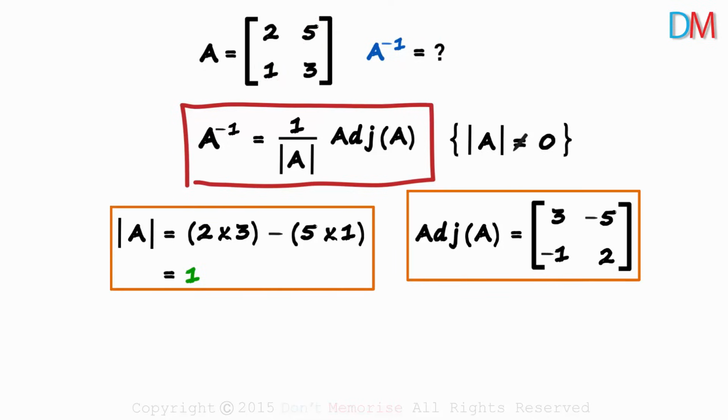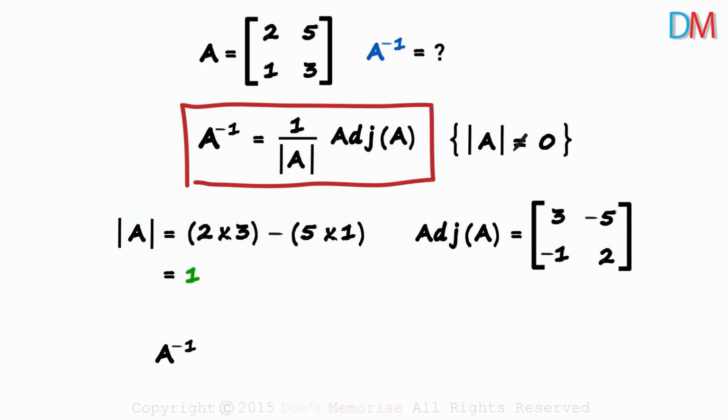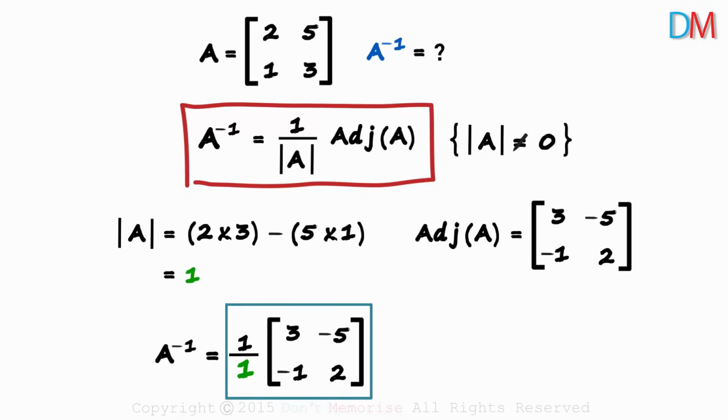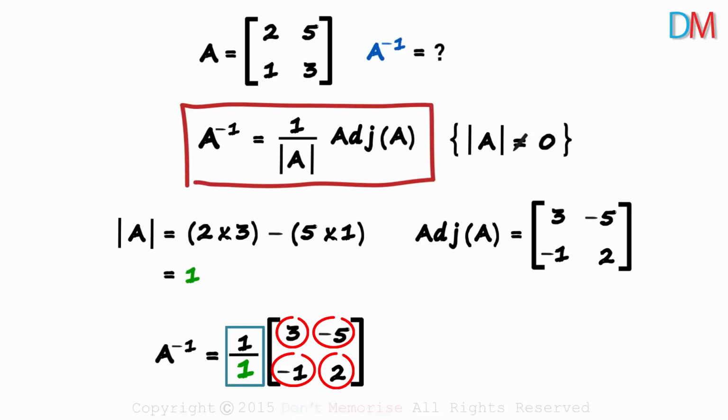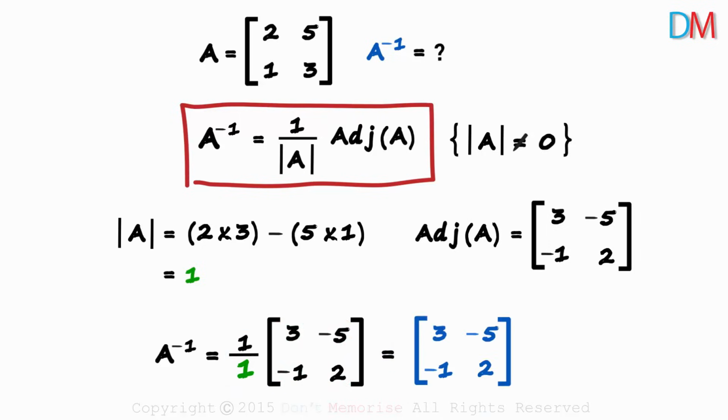Now that we have both, we move on to finding A inverse. The determinant of A is 1, so 1 over determinant of A will be 1 over 1. We write the adjoint of A as is. Solving this will give us the inverse of A. Now 1 over 1 is 1. Multiplying the scalar 1 with every element will keep the elements unchanged. So A inverse will equal this matrix.